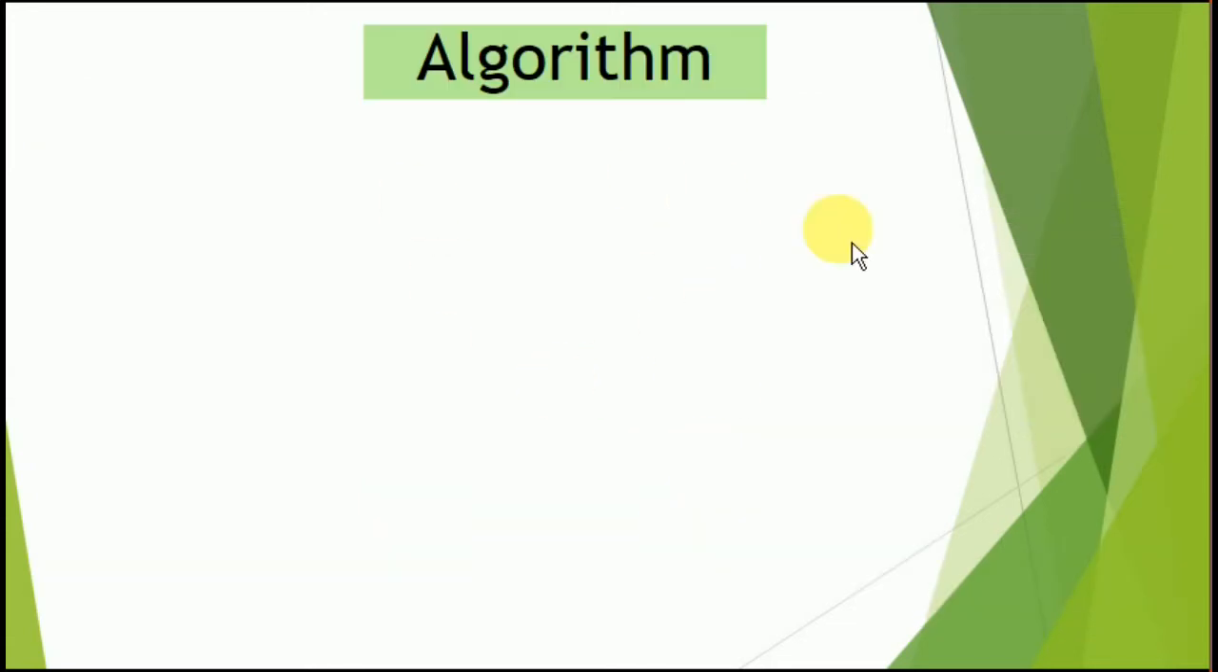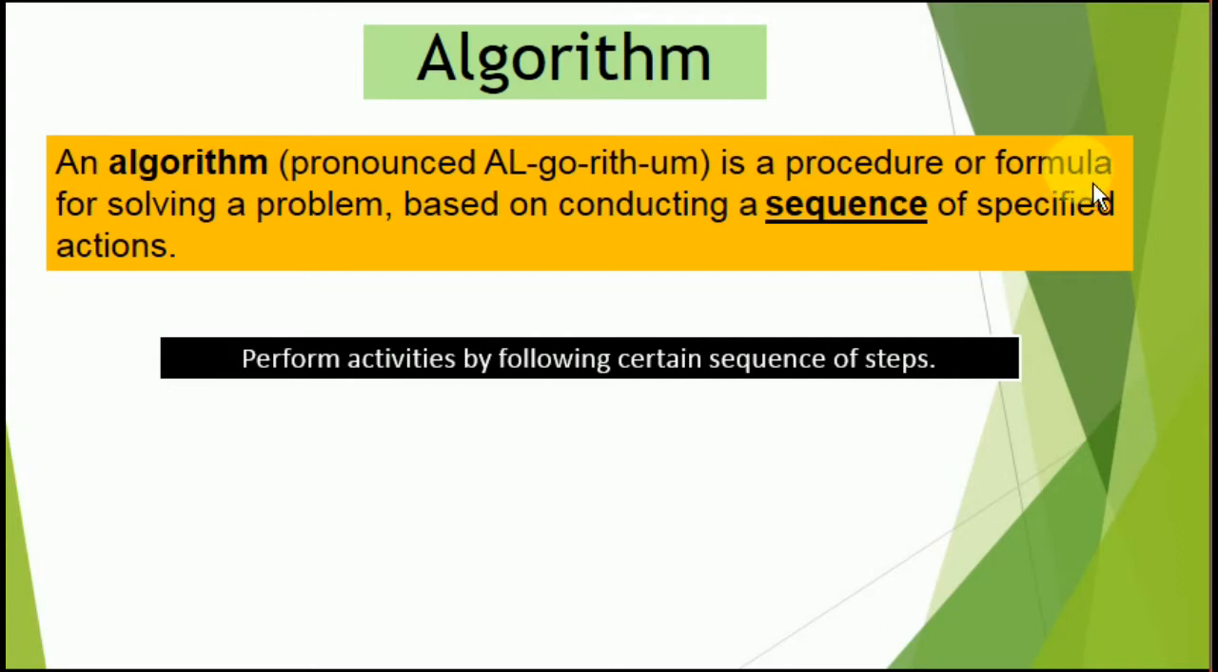Now we move to the first thing, that is called an algorithm. What is an algorithm? It is a procedure or a formula for solving a problem. It is based on the sequence of specified actions. It performs an activity by following certain steps. It is a sequence of steps. It works in a sequence.